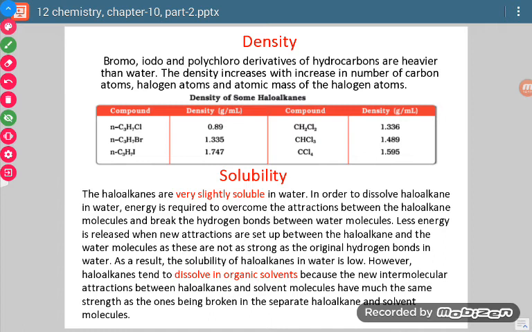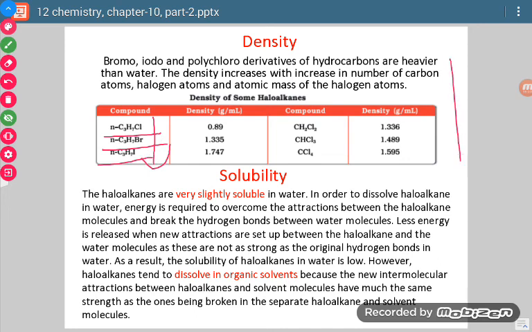The density increases with increase in number of carbon atoms, halogen atoms, and atomic mass of the halogen atoms. Now see, these are the three factors. Which factor is dominating where, that we have to check. Now see, when we compare these three, what is the difference between these three? There is difference of the halo group attached. R group is same, C3H7, C3H7, C3H7, but the halo group is chloro, bromo and iodo.